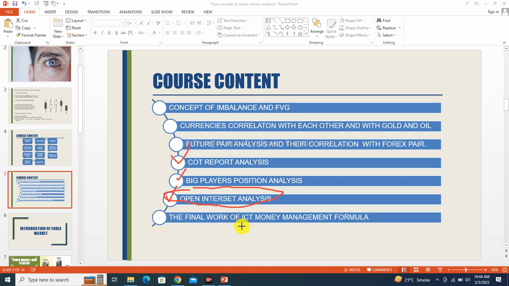And our final work is the ICT money management formula. So this was the course content.